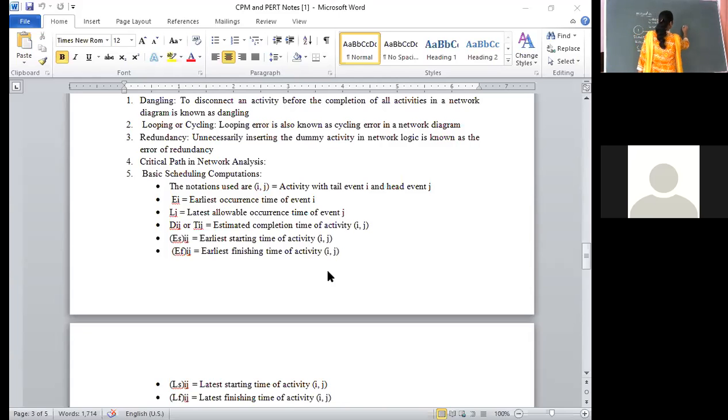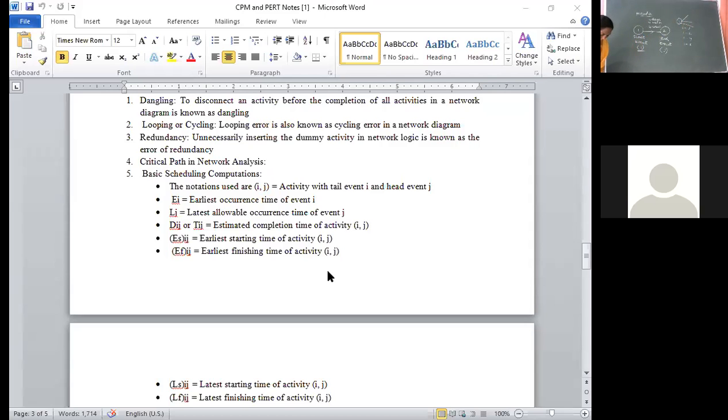That's how I will represent I to J. That is 1 to 2, for example. 1 to 4, 1 to 6. That means the start event is 1, end event is 2. Start event is 1, end event is 4. Start event is 1, end event is 6. How will we represent this in terms of a diagram? Simultaneously, from the starting event 1, 3 activities started.